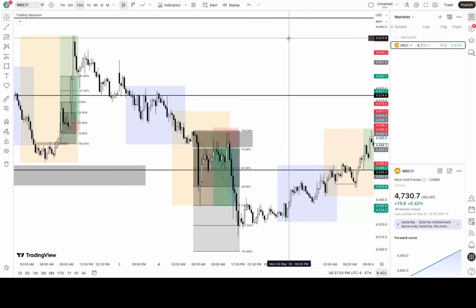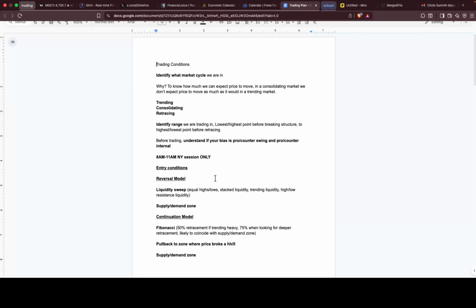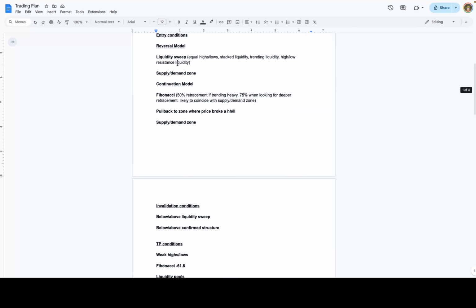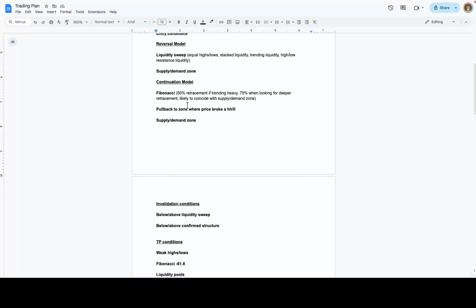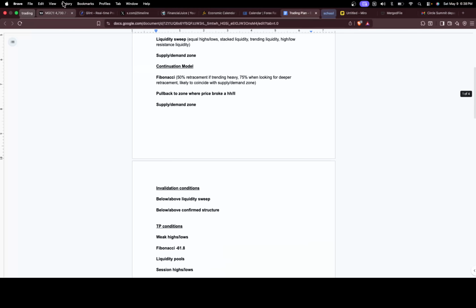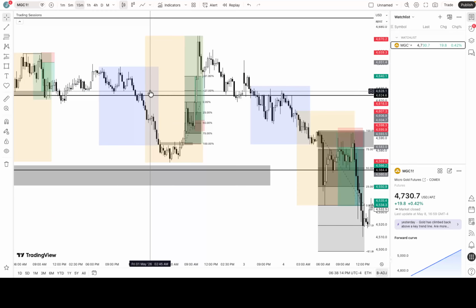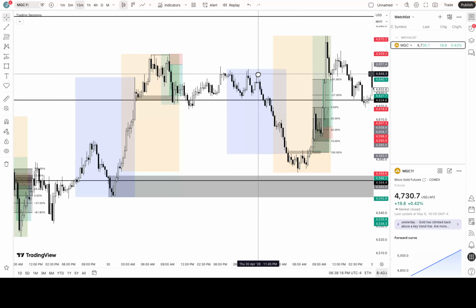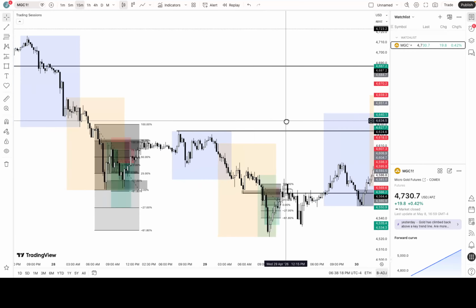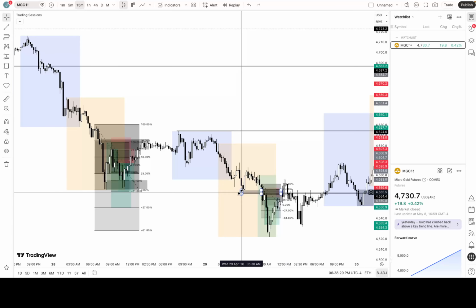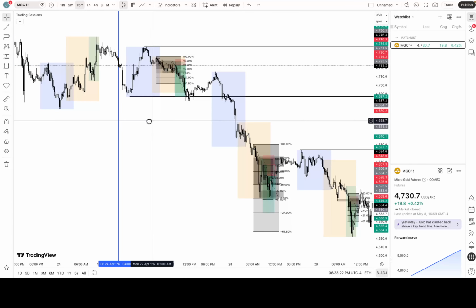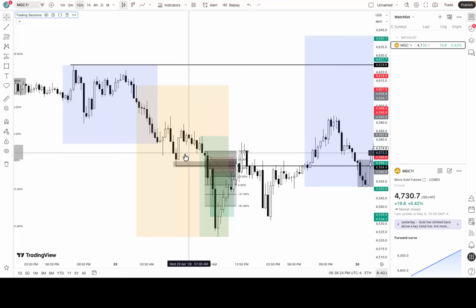I have my trading plan right here. Supply and demand, liquidity sweep, which is basically our reversal model, or a pullback to a zone where price broke structure, right? Where do we see that best illustrated? There's a better example of it. I'm pretty sure here it's a good example.